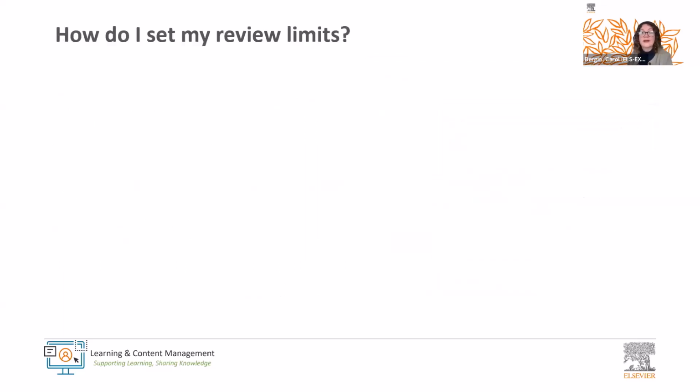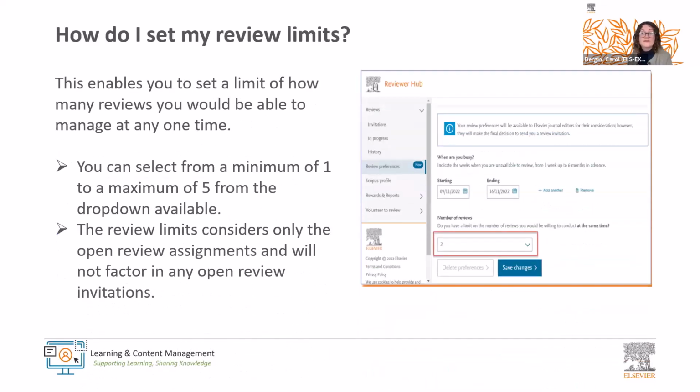Next, I wanted to talk about how you can set your review limits. So you can, again, do this via the Reviewer Hub. This enables you to set a limit of how many reviews you would be able to manage at any time. And you can select anything from a minimum of 1 review to a maximum of 5 from the drop-down available. And the review limits consider only the open review assignments. And so they'll not factor in any open review invitations.